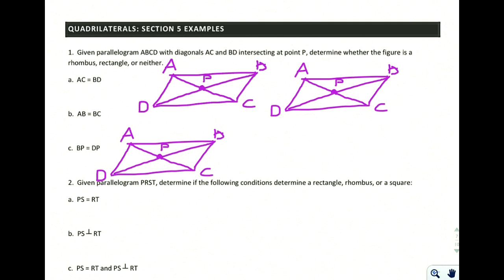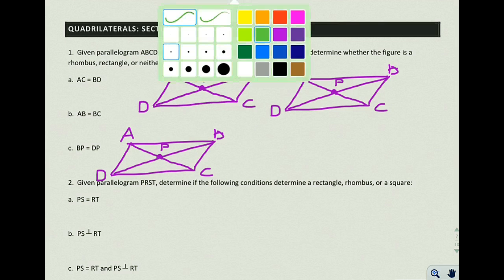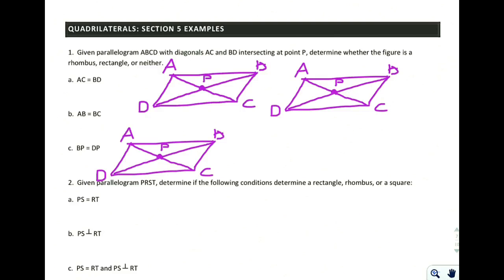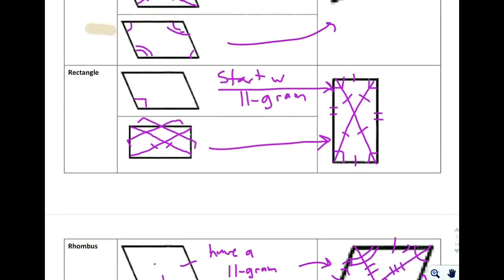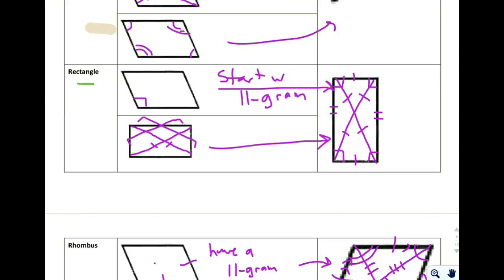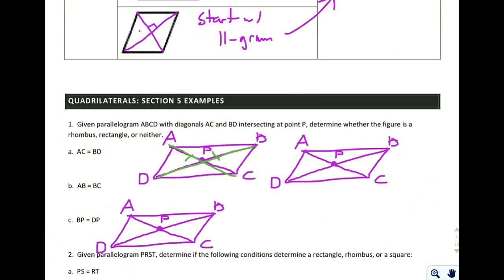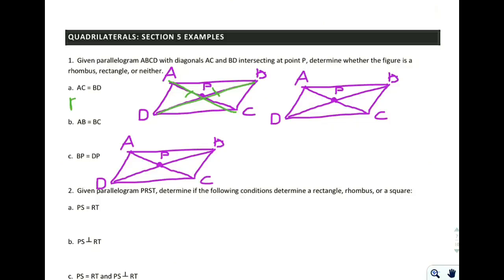Now, first one says AC is equal to BD. So AC, this whole diagonal, is congruent to this whole diagonal. So those two are congruent. When we know that the entire diagonals are congruent, we go back to our notes above, and we know that we are looking at a rectangle. So that proves by itself that we have a rectangle here for A.